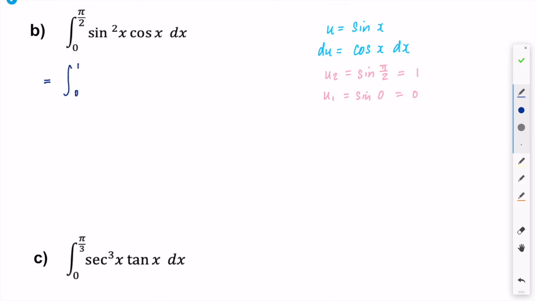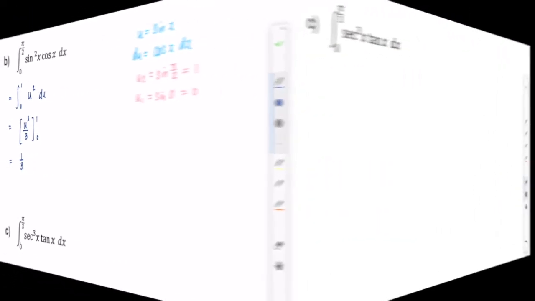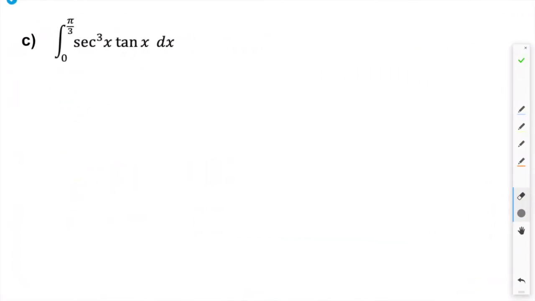u is sine x, so u squared. Cos x dx is now du. This gives me u cubed over 3 from 0 to 1, which is 1 over 3 minus 0. Simple. Question C. The integral of secant cubed x tan x dx from 0 to pi over 3.